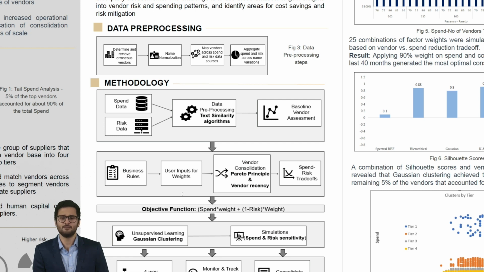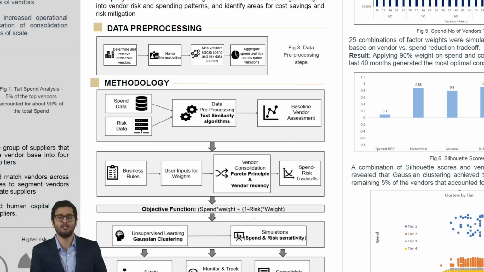So through Pareto principle and recency in vendor activity, we were able to restrict and reduce our vendor base from 200,000 to 9,000. And we were accounting for 95% of the spend in this reduced vendor base. Now our objective function consisted of spend, the weight that is assigned to the spend, and 1 minus risk, and the weight which is assigned to risk.